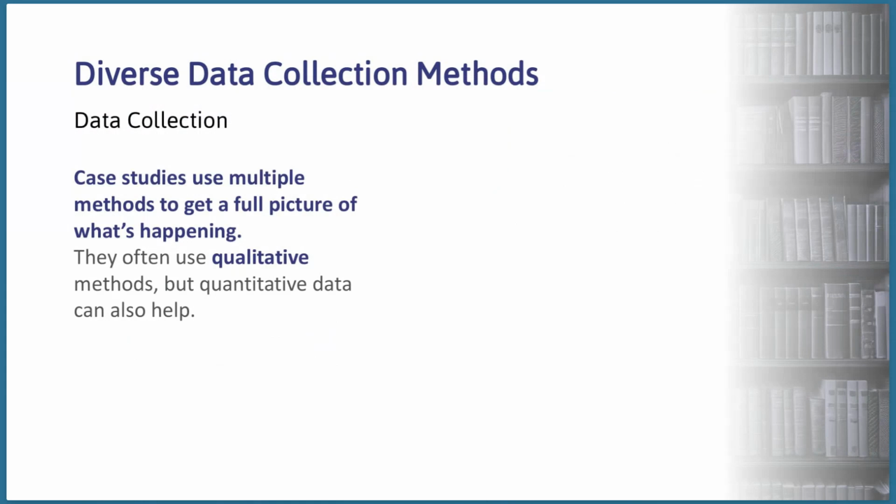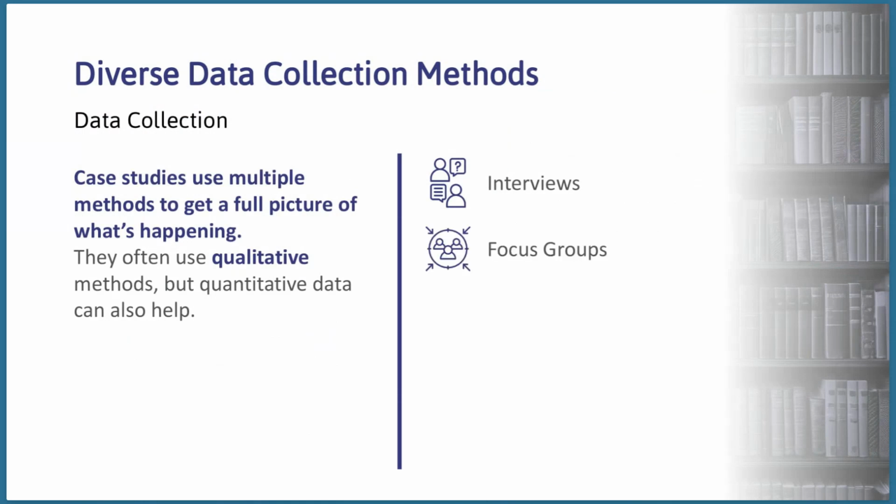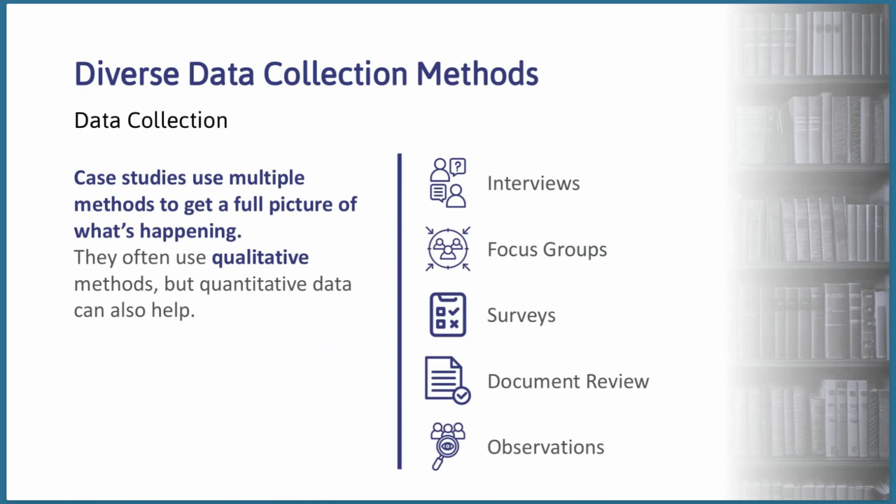So, how do you decide what methods to use? It all comes back to your evaluation questions. Choose methods that help you answer them directly and give you the depth you need. Some common methods include interviews, which are great for hearing directly from people involved and getting their perspectives. Focus groups, which allow you to explore shared experiences and group dynamics. Surveys and questionnaires allow you to collect from a broader group. They're especially useful if you want to add some quantitative findings to your case study. Document review, like looking at reports, meeting notes, or student work to provide context or track progress. And observations, which let you see the program in action, whether that's students working in a lab or instructors leading hands-on training.